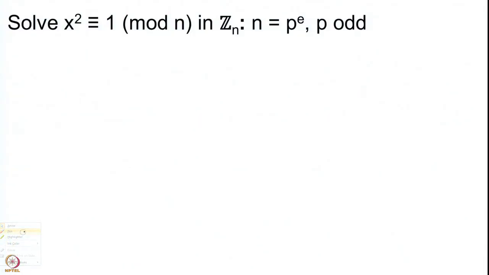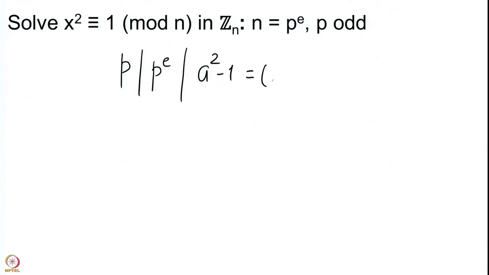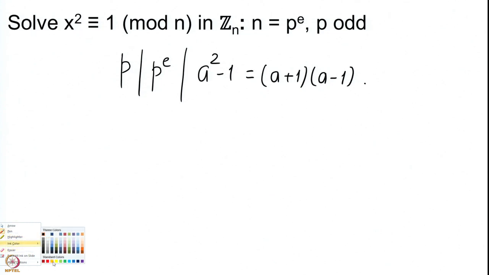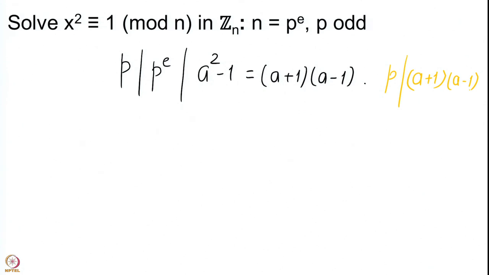Now it is high school mathematics to see that a square minus 1 is the product of a plus 1 and a minus 1. So what we ultimately get is that p divides this product, p divides a plus 1 into a minus 1. But p is a prime, and whenever a prime divides a product of two numbers, it will have to divide one of the two. So here we have three cases: p will either divide only a plus 1 and not a minus 1, or only a minus 1 and not a plus 1, or it will divide both a plus 1 and a minus 1.